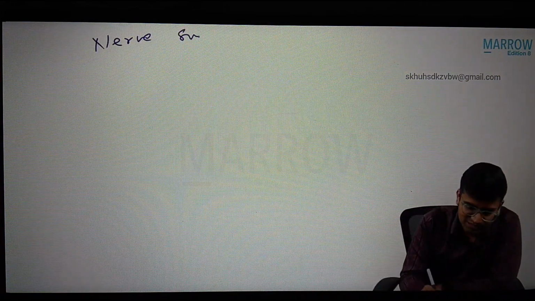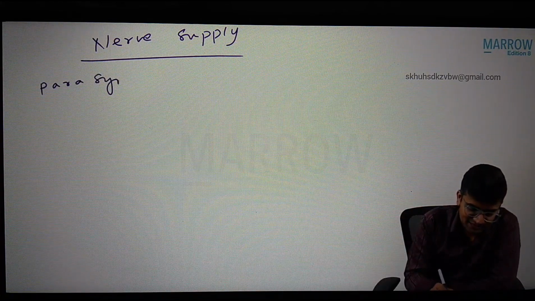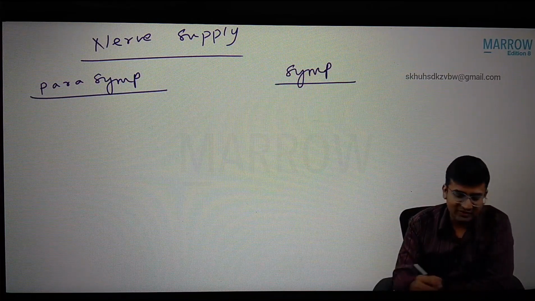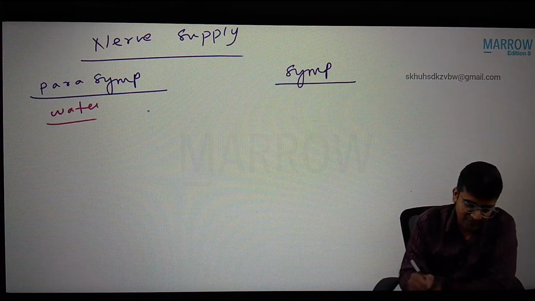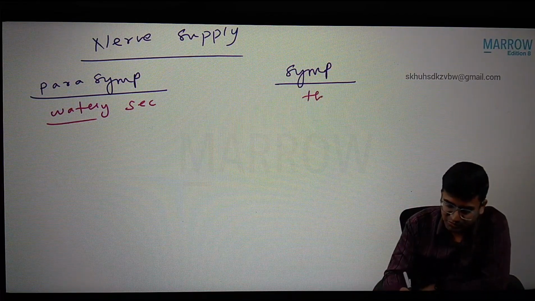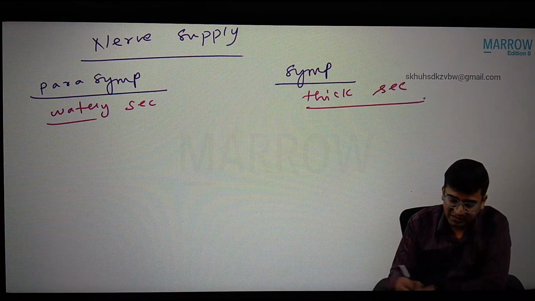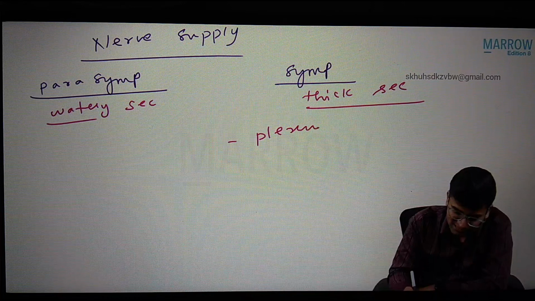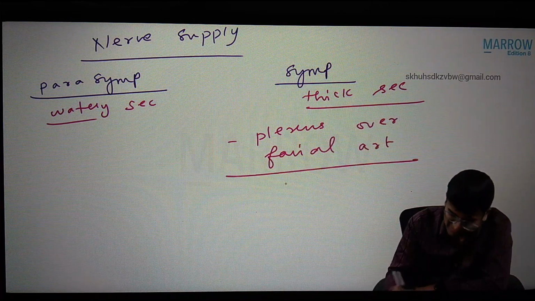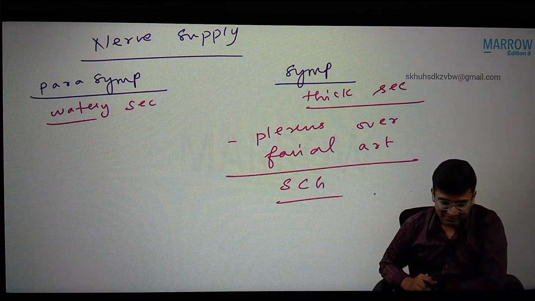The last thing, the nerve supply. As usual, the gland is supplied by parasympathetic and sympathetic fibers. Parasympathetic secretion brings watery secretion from the gland, and the sympathetic fibers help to bring about the thick, mucous secretions. The sympathetic fibers come from the plexus present over the facial artery. These plexus fibers come from the superior cervical ganglion.